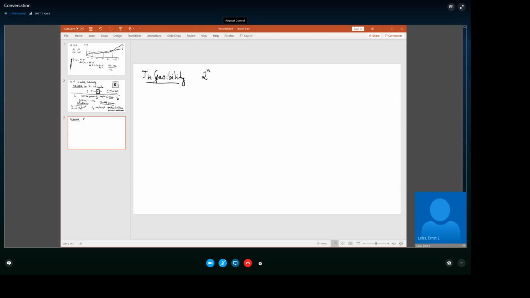Just to illustrate, if n were 100, then 2 to the 100 is approximately 10 to the 33rd, and that's more than the universe's atoms, so there is absolutely no hope that you're going to be able to solve that for n equal to 100.